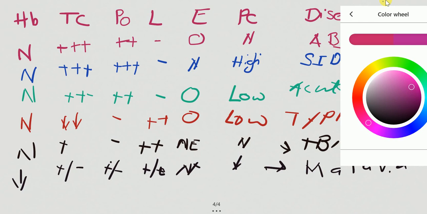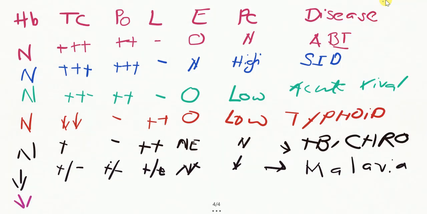So like this, another example I will give you where you will find HB very low, and the total count is very increased, maybe around 25,000. Polymorphs are maybe normal. Lymphocytes have increased a lot. So you are getting an example, I think you are getting that disease in your mind. Eosinophils are normal, remember, and the platelet count is low.